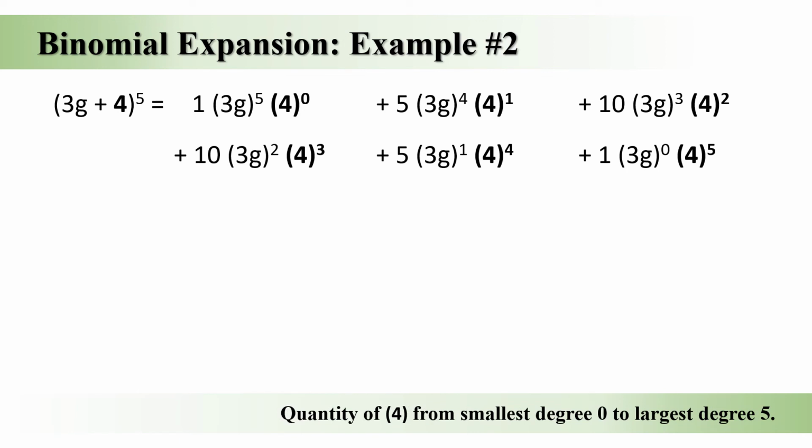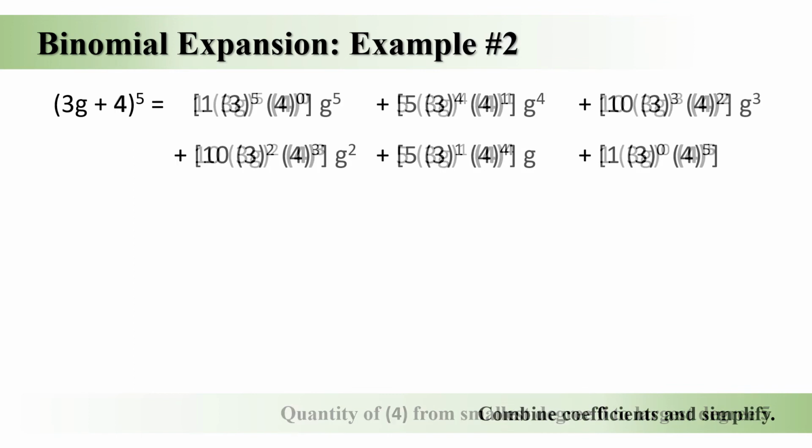Just as the quantity of 4 will be raised to 0, then the quantity of 4 will be raised to the first, and then to the second, and so on. Now what you want to do is combine all the numerical values together so that you can produce one coefficient for each term. So take the 1, multiply it by the 3 raised to the fifth, and multiply that by 4 raised to the 0.